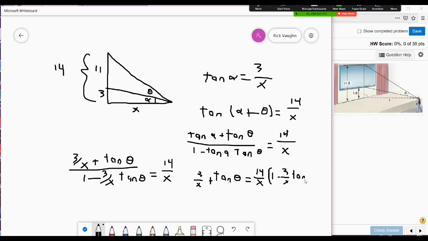This might be totally different than what they tell you to do under the question help. And if you want, you could walk your way through that and maybe find a different way that speaks to you more. Now I'm going to distribute the 14 over x.